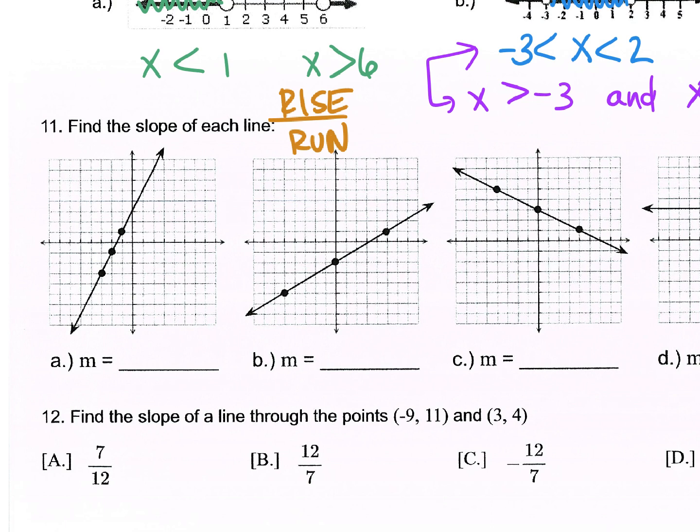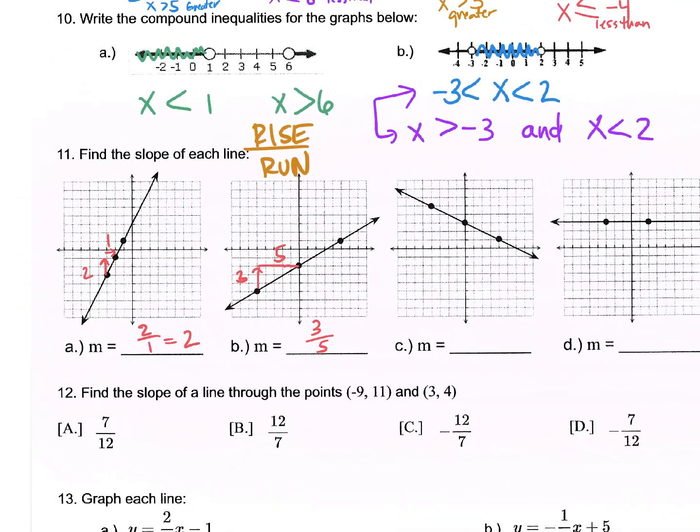So this one, the points are clearly marked, thank goodness. This goes up 2 and it goes over 1. So that means its slope is 2 over 1, but you would probably see that just as plain old 2. The next one goes up 3 over 1, 2, 3, 4, 5 blocks. So up 3 over 5.